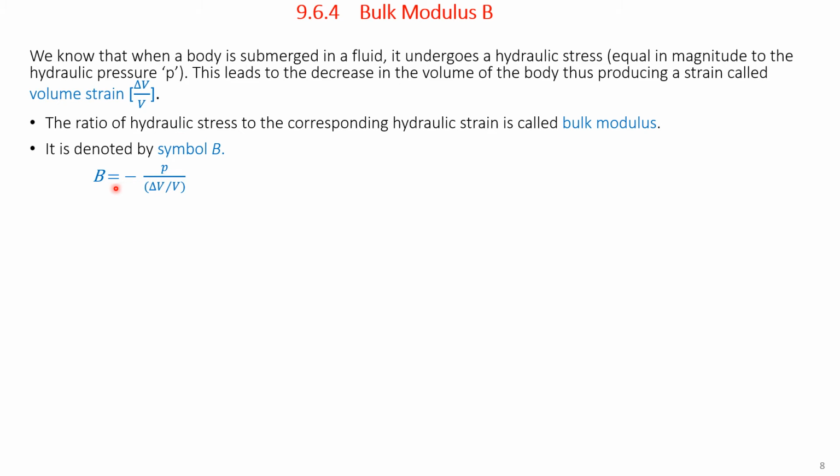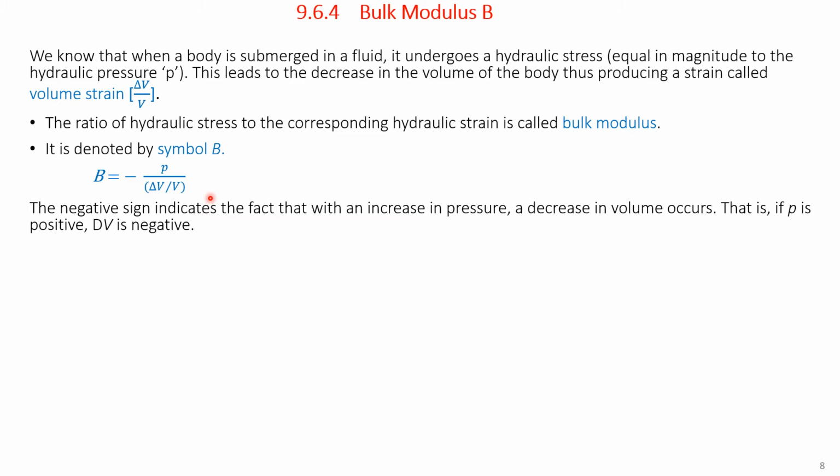Thus, capital B, that is bulk modulus, is equal to minus P divided by delta V by capital V, where the negative sign indicates that with an increase in pressure, there is a decrease in volume. That is, if pressure P is positive, delta V is negative.